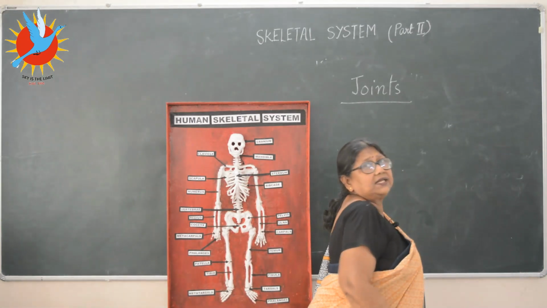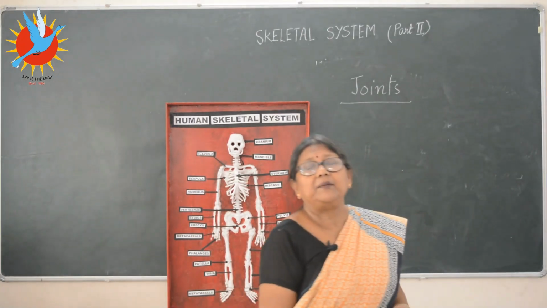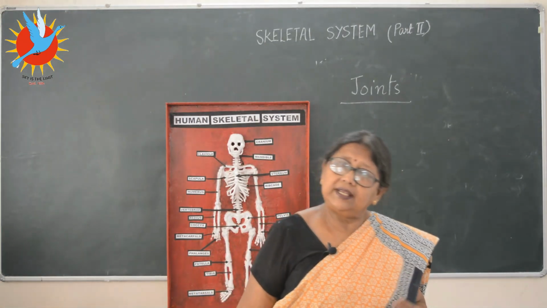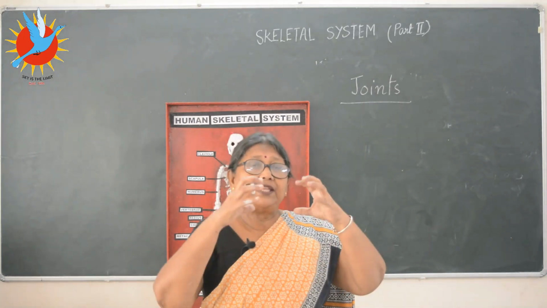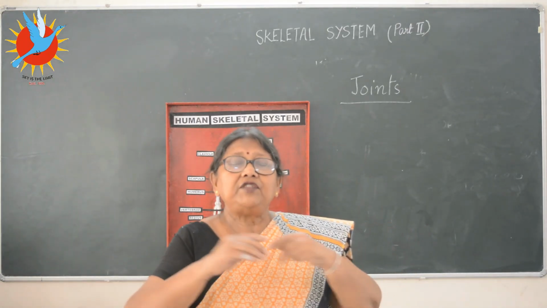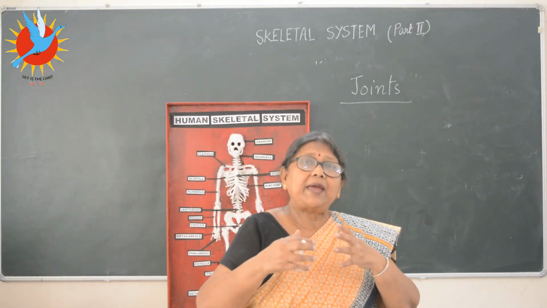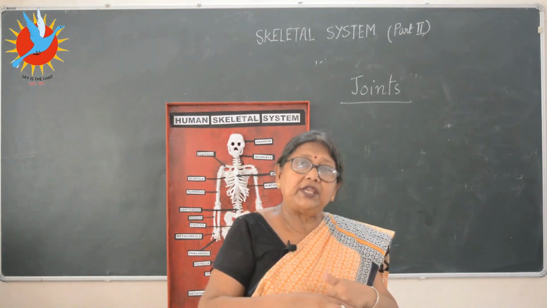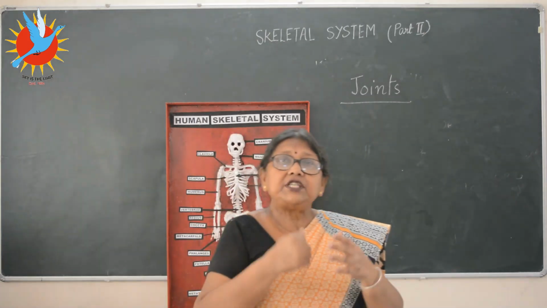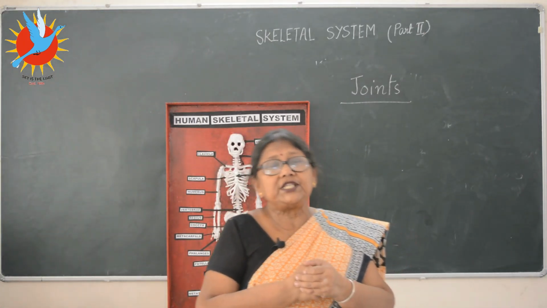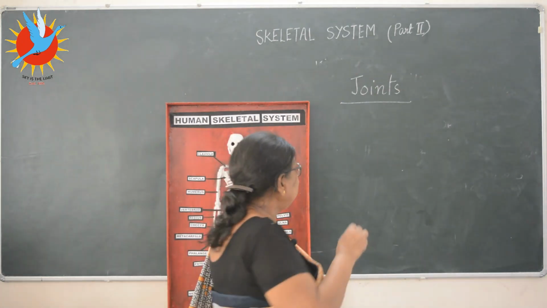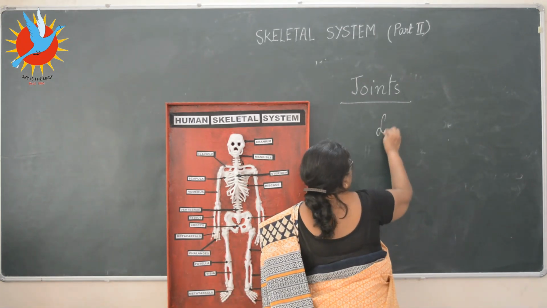So what are joints? The joints are the meeting place of the two bones. Where the two bones meet, that is the joint. Clear? Now naturally you know, in machines, when they have friction, what happens? They get damaged. So also in our body, between the bones, to avoid the friction, some tissues are present. So the tissue which is present between the two bones of the joint is called ligament.